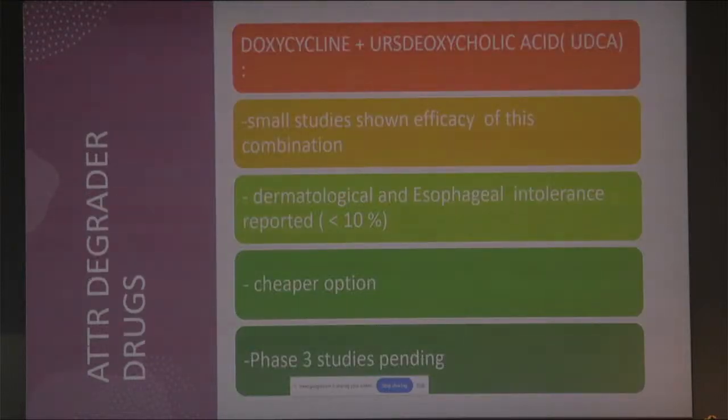The other drugs like doxycycline, which are basically ATTR degrading drugs, have been tried in some trials, and clinicians have used doxycycline with ursodeoxycholic acid as well, and at least they found efficacy, especially for some types of symptoms as well as the non-cardiac symptoms. And it could be a cheaper option. Phase 3 studies are pending.